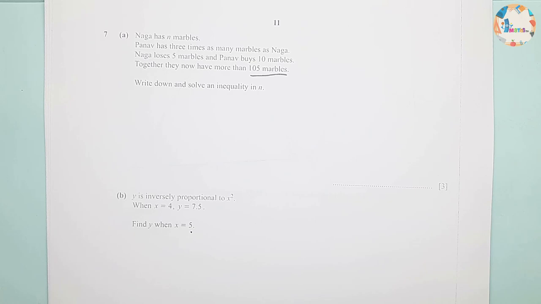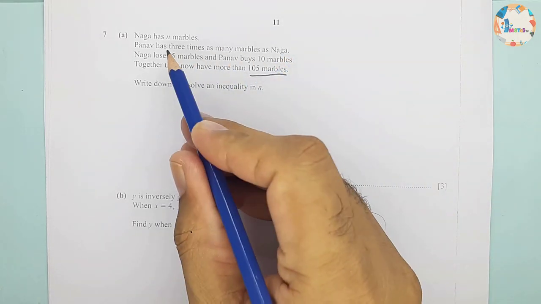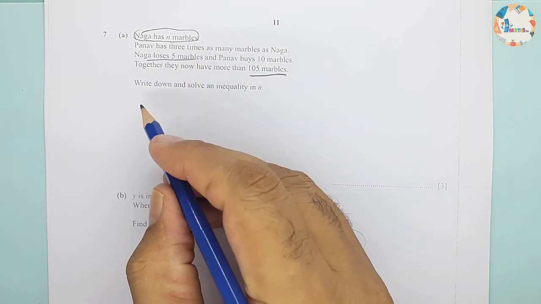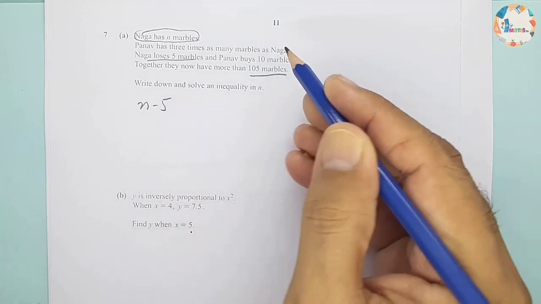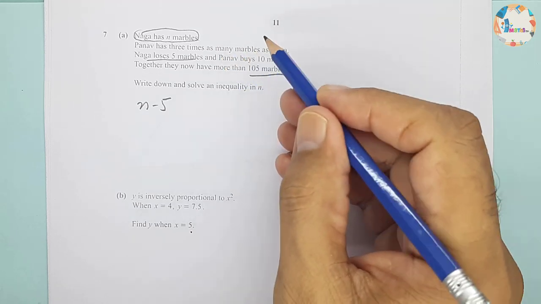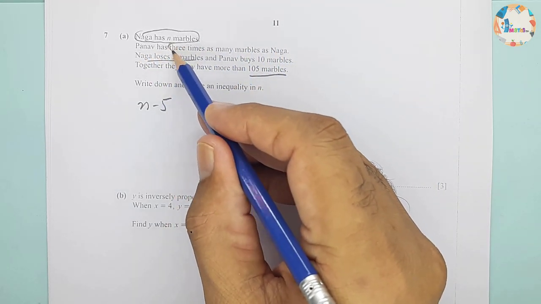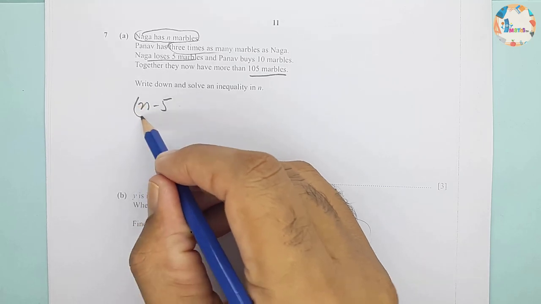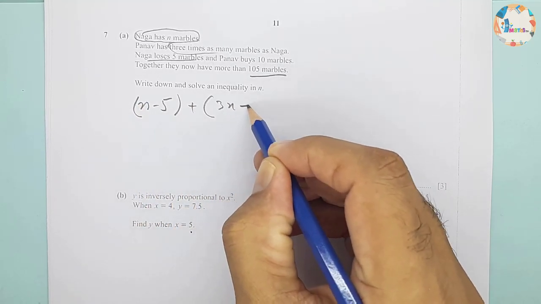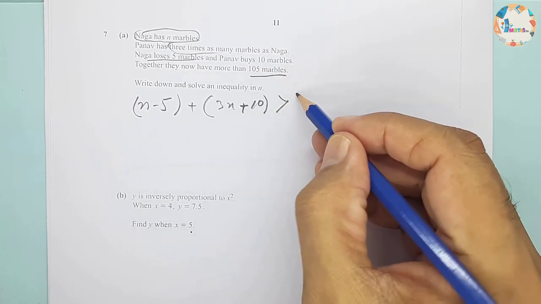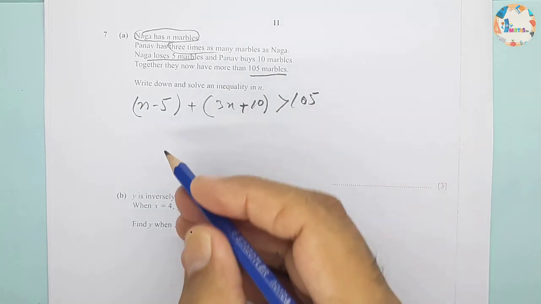So first of all we'll have to write down the inequality, then we have to solve it. Let us suppose that Naja has n marbles, and loses 5, so n minus 5. Pavan has 3 times as many marbles as Naja, so 3n, and buys 10 more, so plus 10. If we add these two, it is greater than 105, more than 105. So this will be the inequality.